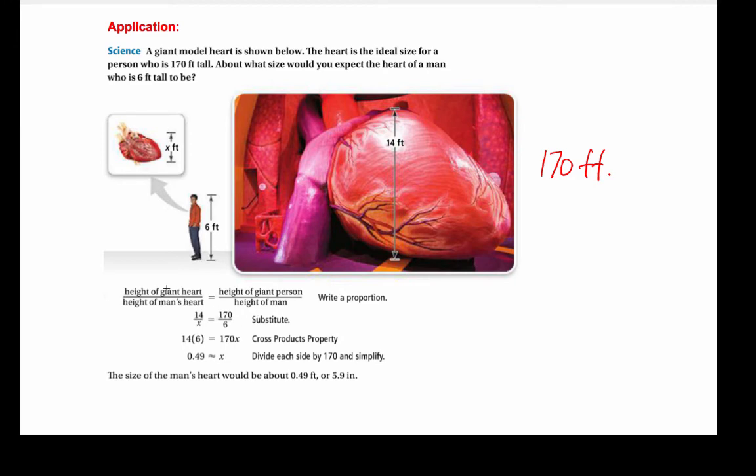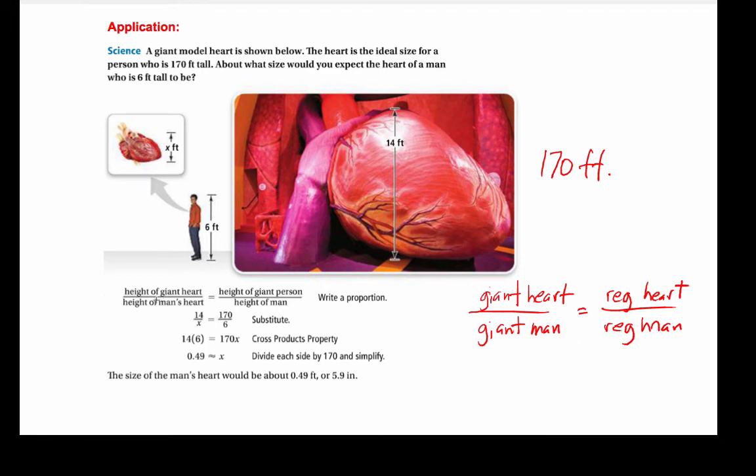All right? So this is a little different than what I mentioned in my last example. If I were going to set up this proportion, I would put giant heart over giant man, and I would put regular heart over regular man. Okay, and the question is can I do that?